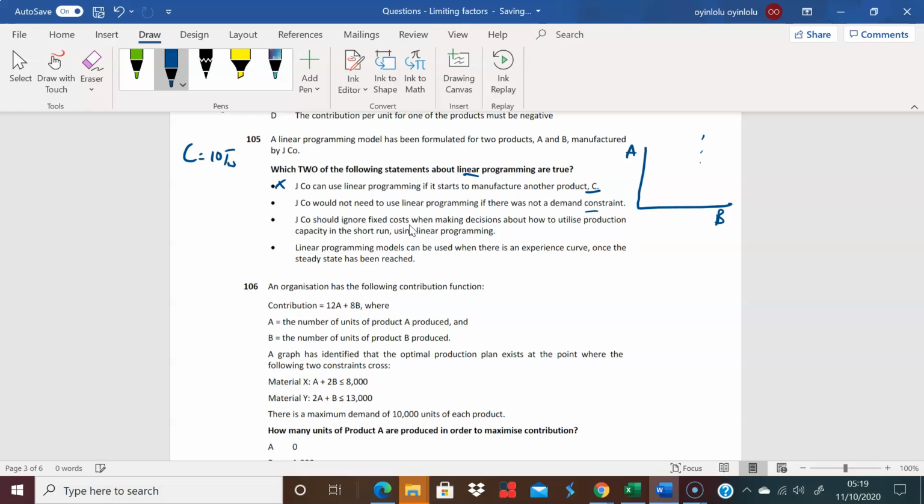Demand constraints look like this, right? But we have other constraints. So this is not true. So I knew straight away the other two must be. But let's look at them. So the answers must therefore be these two.